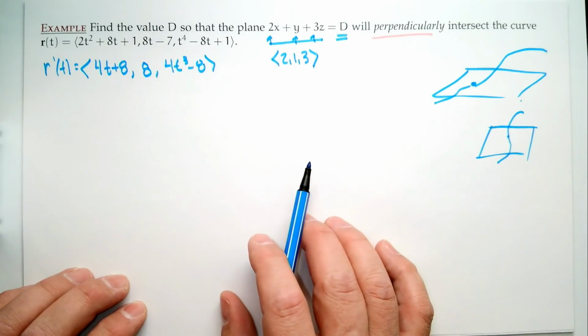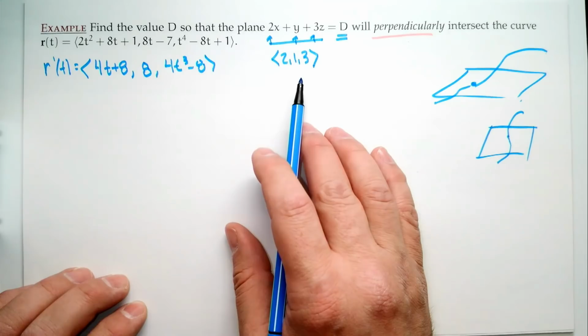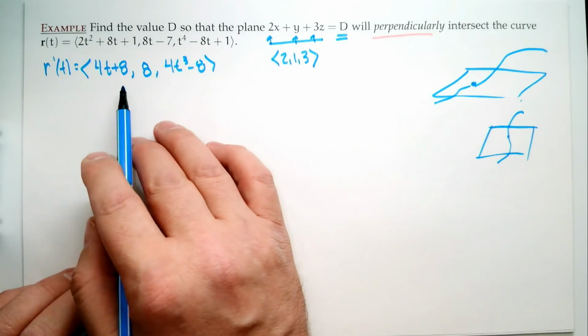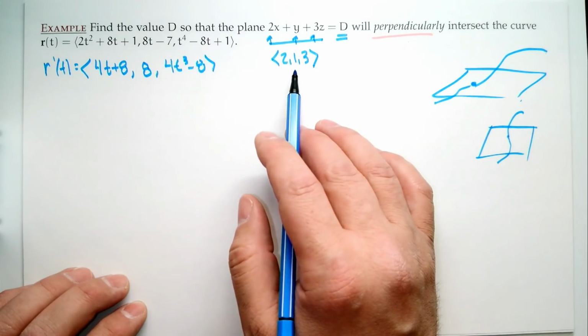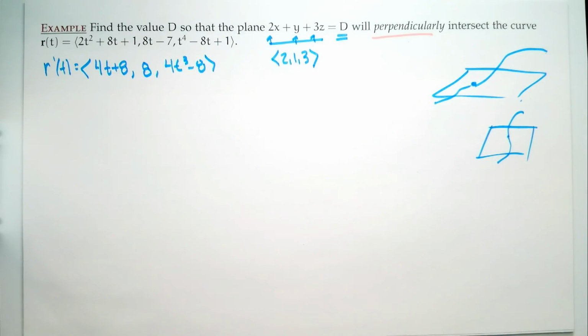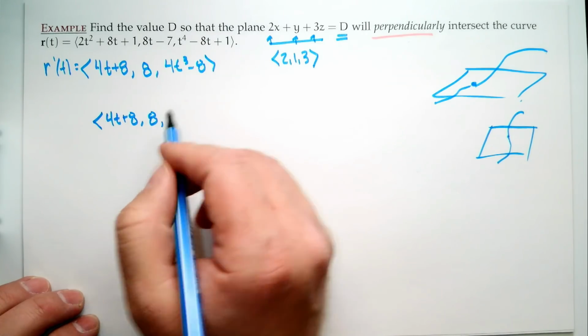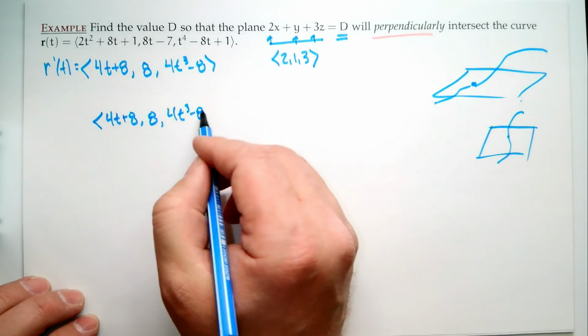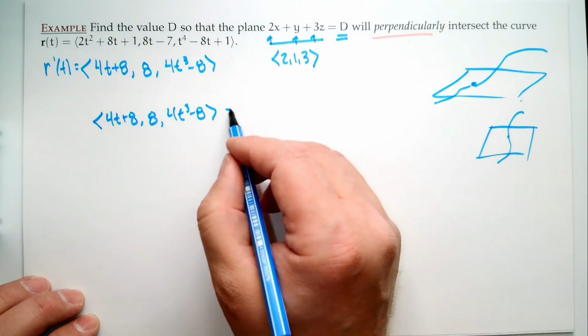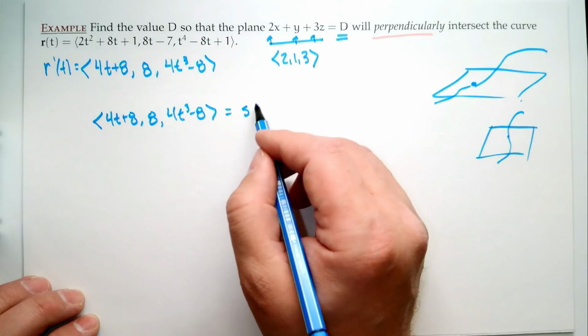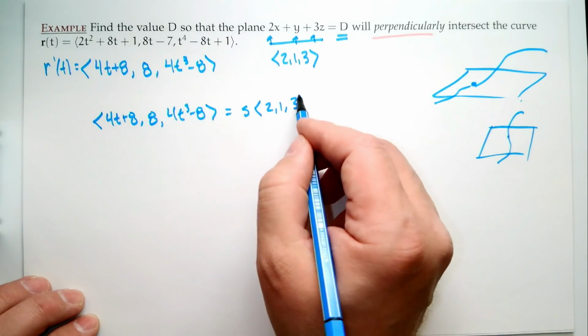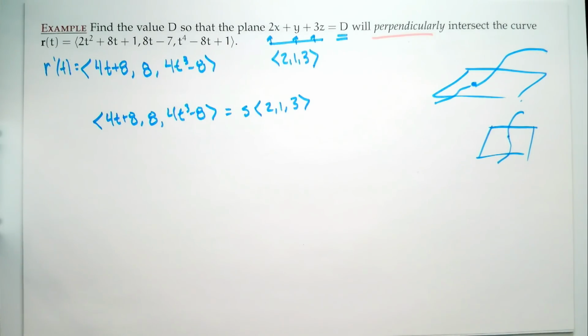So here's our idea. If I want to be perpendicular to our plane, we need to have our direction match our normal vector. Well, now we have to be a little bit careful, of course, when we say match. When we talk about match, we mean is parallel to. So, what do we need? We need to have 4t plus 8, 8, and 4t cubed minus 8 to be in the same direction as this normal vector, so it's a multiple. We'll call it S times 2, 1, and 3. So that's what we need to have happen.